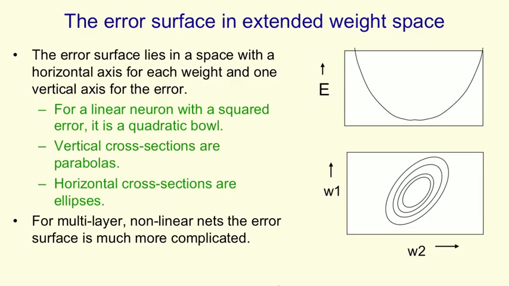As soon as we go to multi-layer nonlinear neural nets, this error surface will get more complicated. As long as the weights aren't too big, the error surface will still be smooth, but it may have many local minima.